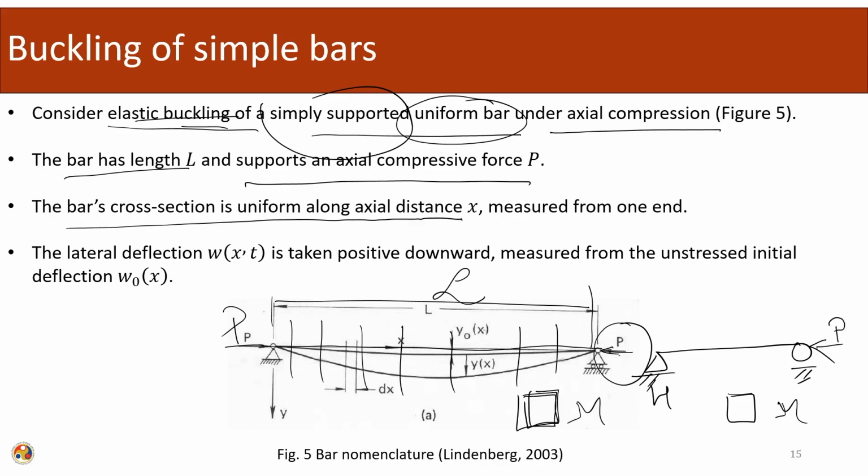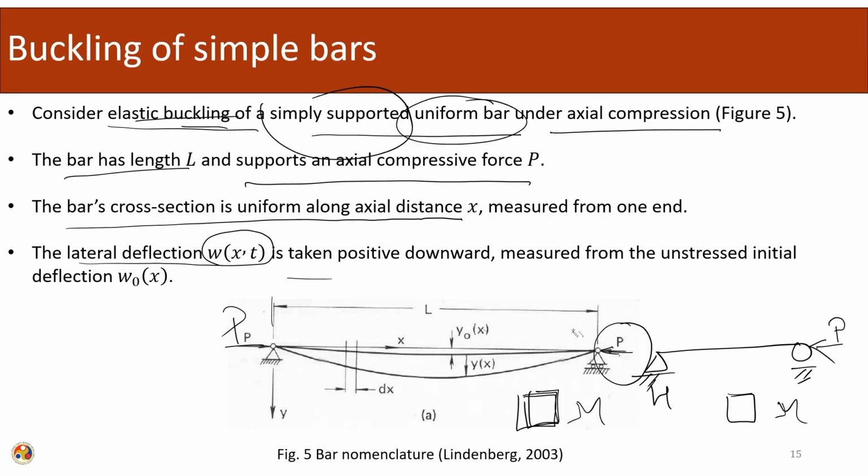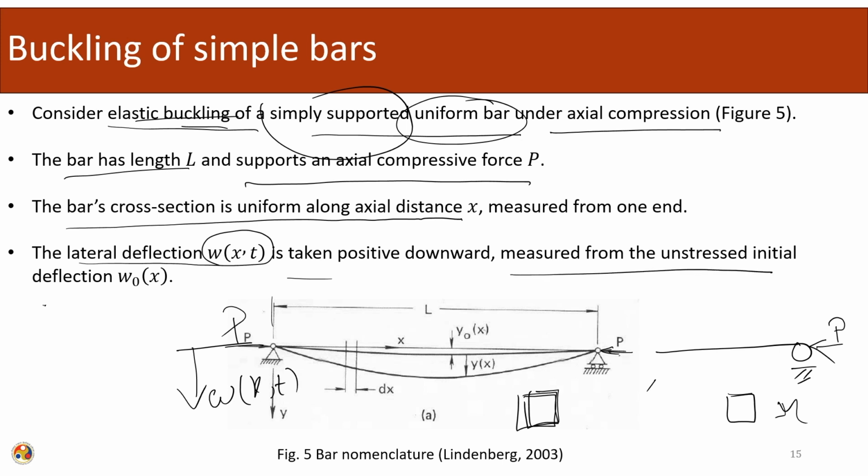The lateral deflection W(x,t) is taken positive downward. So, the deflection is taken positive downwards, and it is measured from the unstressed initial deflection W naught. So, the measurement of W is from the unstressed initial deflection. There will be an initial deflection W naught in the bar, and the deflection we are measuring from this initial unstressed condition.